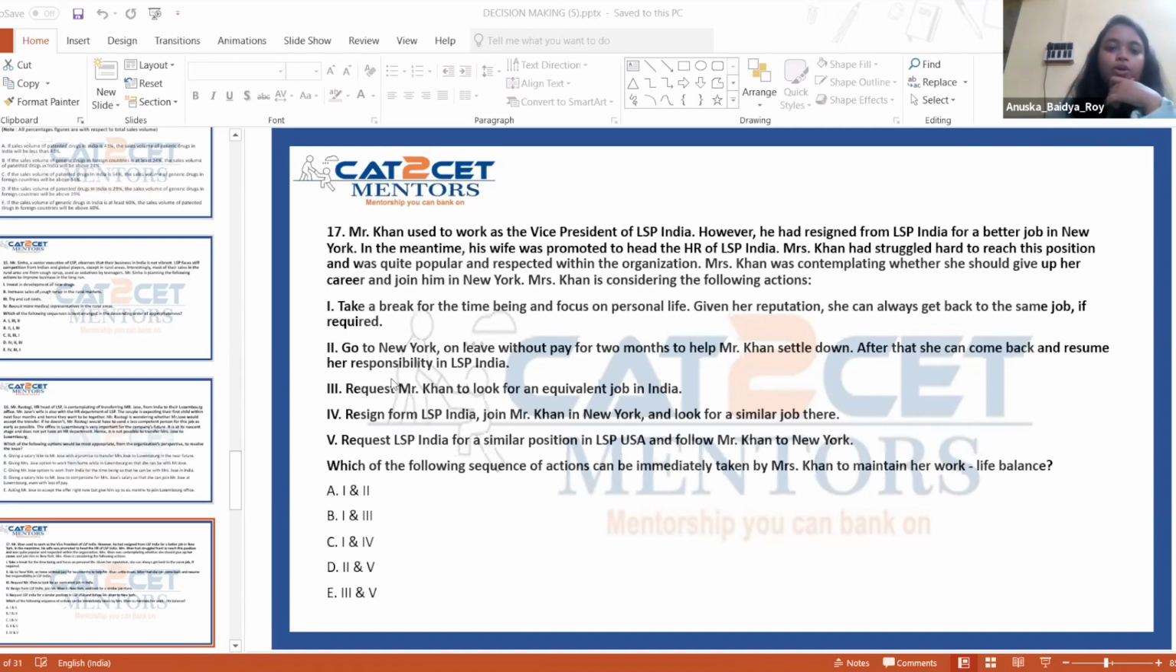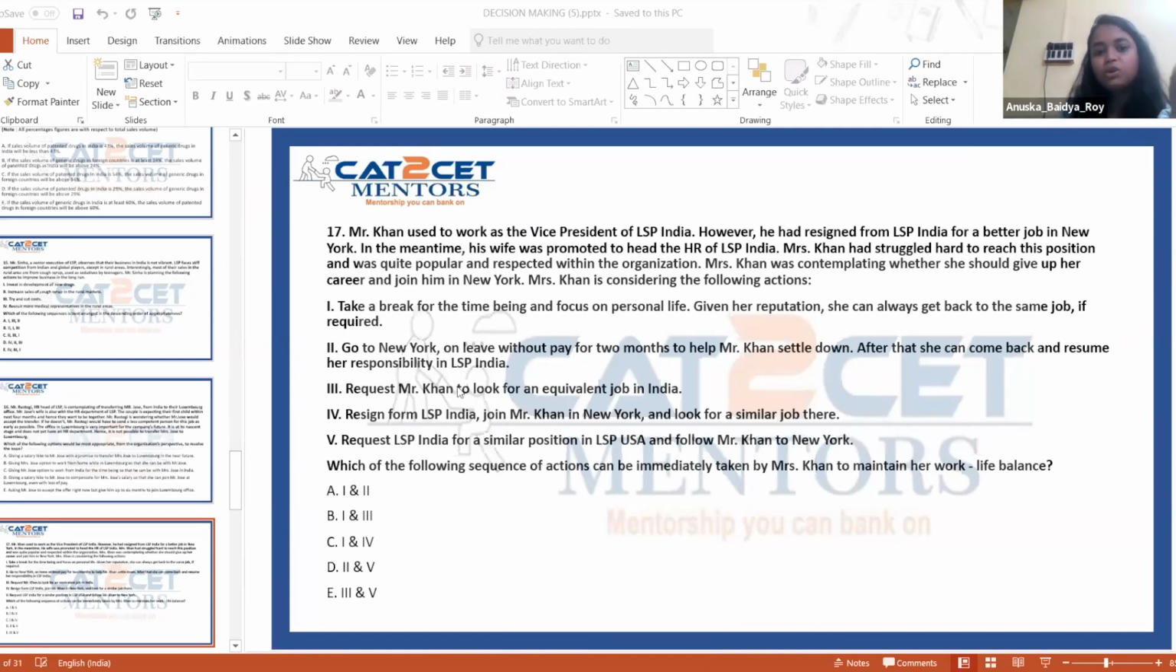So, go to New York on leave without pay for months to help Mr. Khan settle down. And 3 says request Mr. Khan to look for an equivalent job in India. Is 3 going to happen? He has resigned from LSP and found a better job in New York. It was his decision. He has taken this decision, just joined the job. And we are telling that request him to find an equivalent job in India.